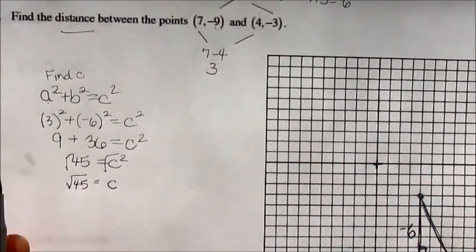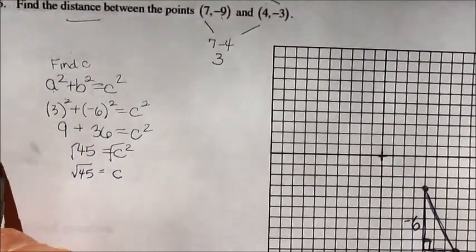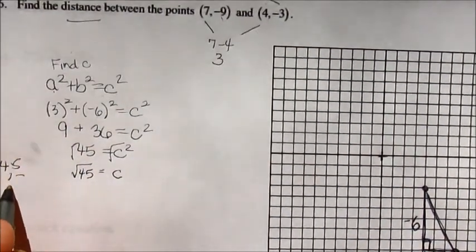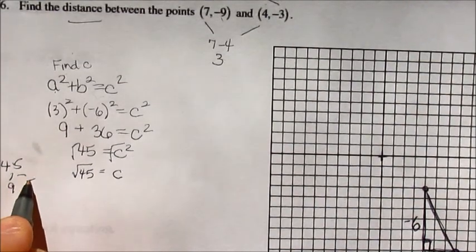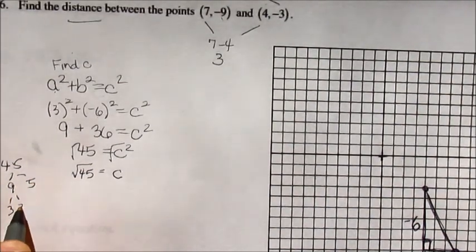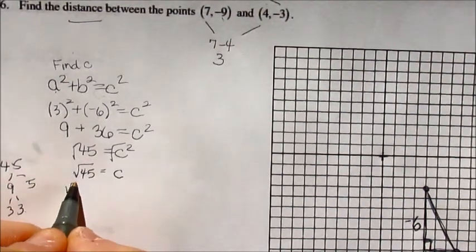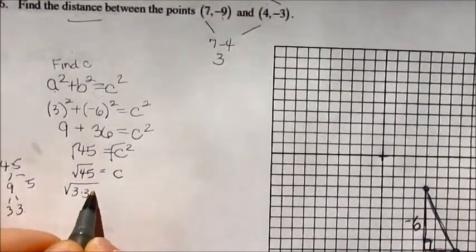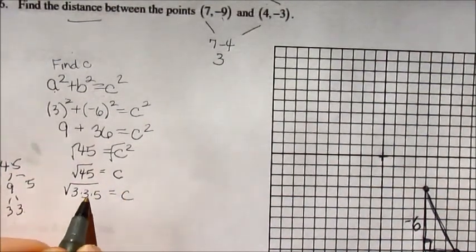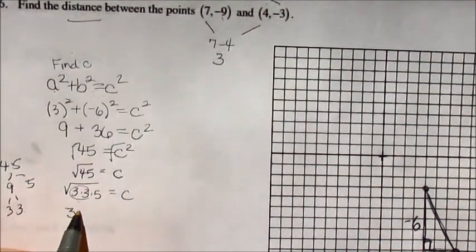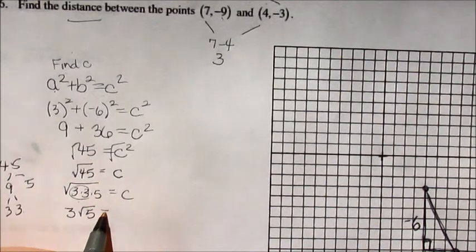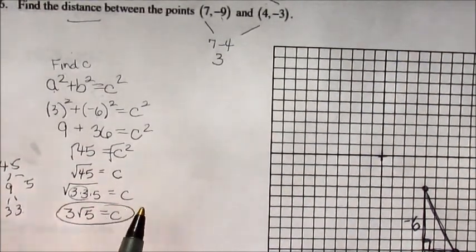We need to check by factoring 45 if that's simplified. Nope. 9 and 5. There's your pair of 3's. We recognize 9 as a perfect square, which is 3 times 3. Square root of 3 times 3 times 5, the 3 comes outside. 3 square root of 5 equals c. That's it.